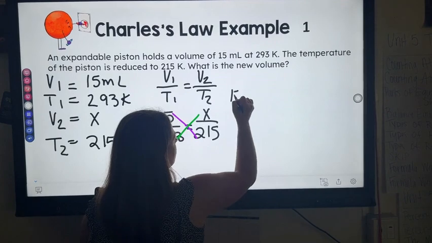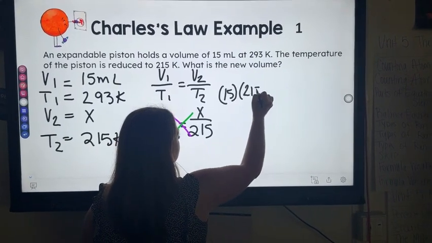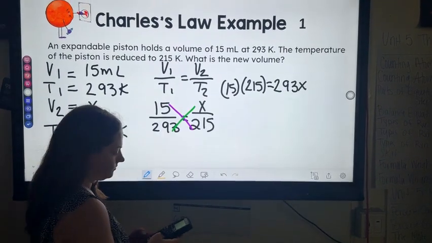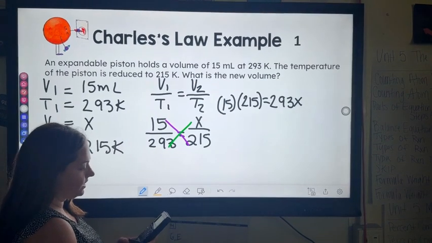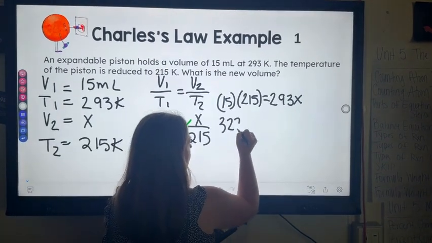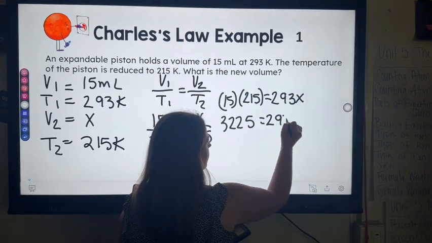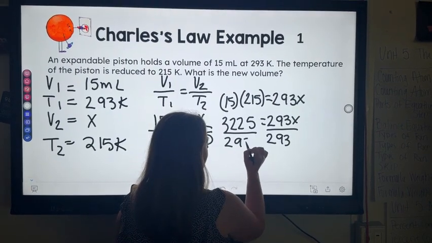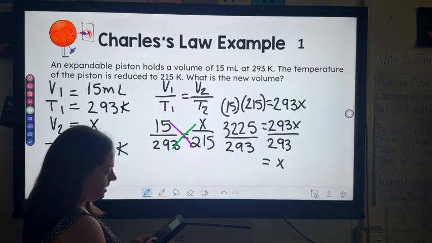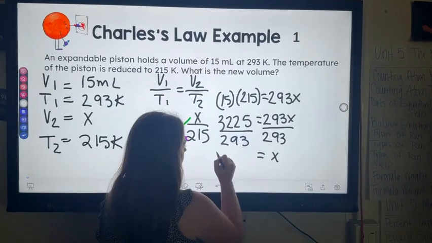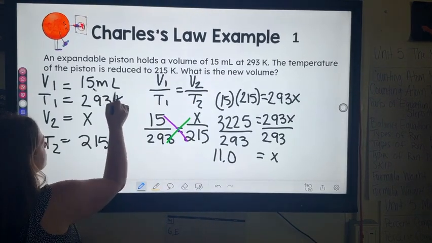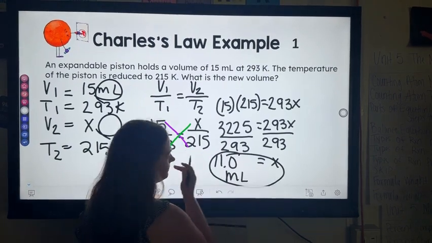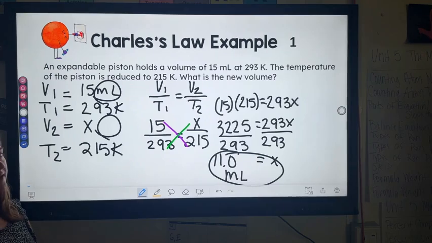So 15 times 215 is equal to 293x. So 15 times 215 is 3,225, which is equal to 293x. And we're going to divide each side by 293. So our x will be 11.0. The first volume was in milliliters, so our second volume will also be in milliliters, so 11.0 milliliters. Take a second to check yours to see if it matches mine, and we'll do one more Charles problem.